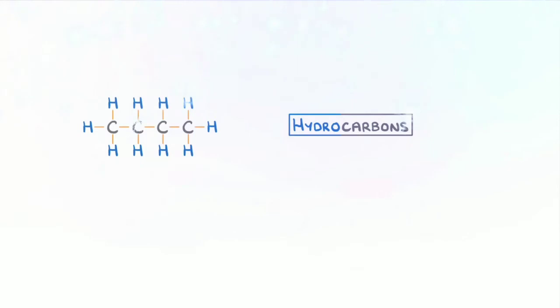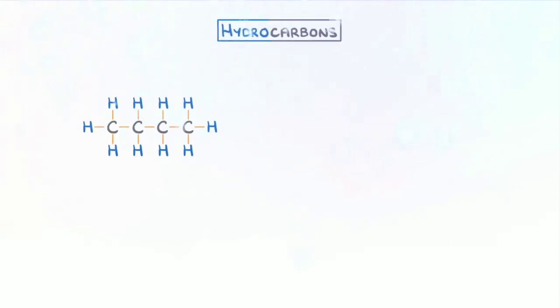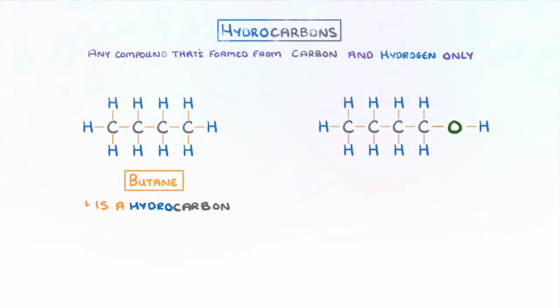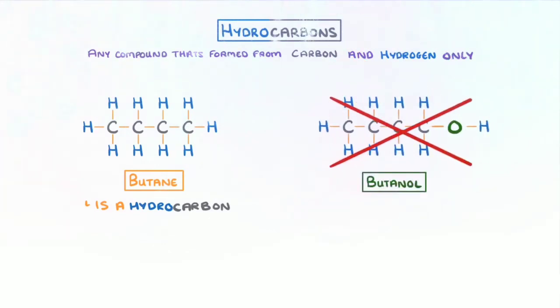Now, lots of molecules only contain these 2 elements, and collectively we refer to all of these molecules as hydrocarbons, which we can define as any compound that's formed from carbon and hydrogen only. So this molecule, which is called butane, is a hydrocarbon, but this similar molecule, called butanol, isn't a hydrocarbon, because it also has an oxygen atom.